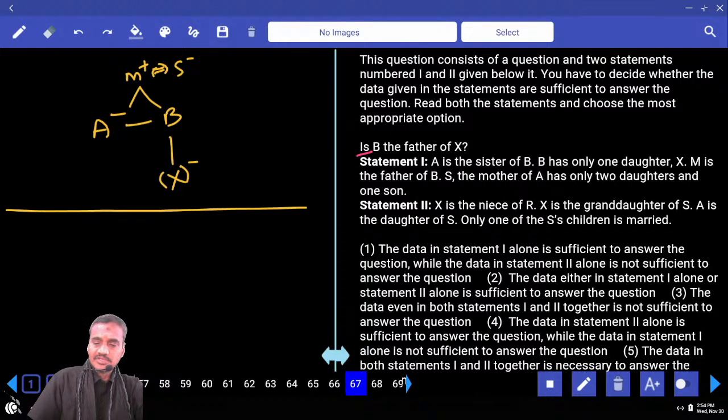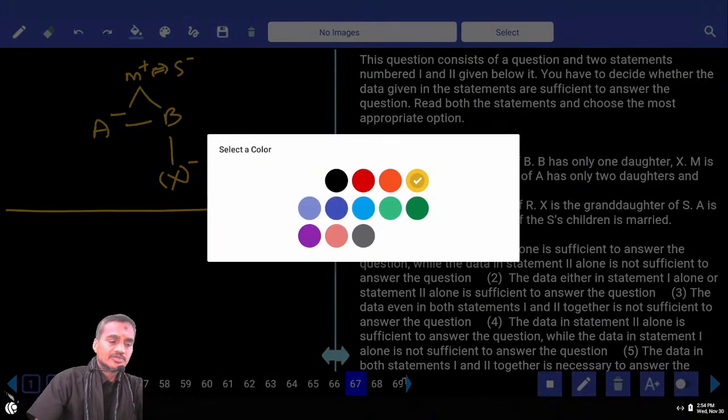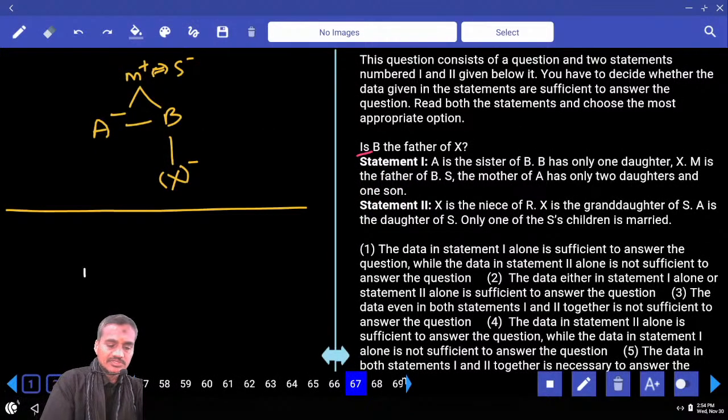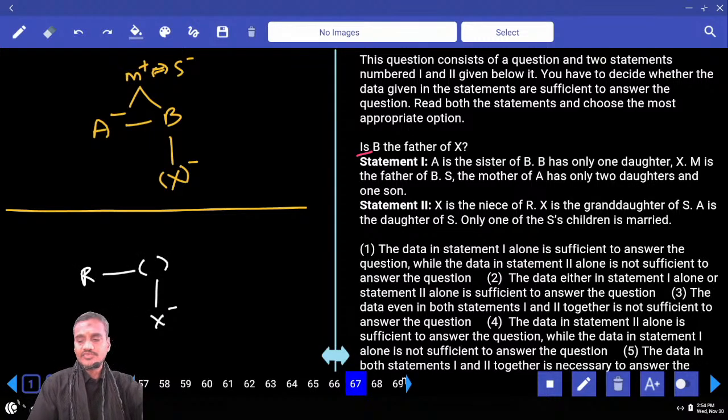Now the second statement: X is the niece of R. What is the direct information we have? X is the niece of R, so R's sibling's daughter is X. X is the granddaughter of S. A is the daughter of S. Only one of the children of S got married. What do we get as an answer? Who is that married person is clearly not known. Hence, 1 alone is not sufficient.